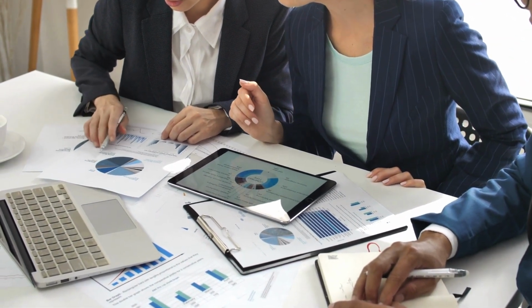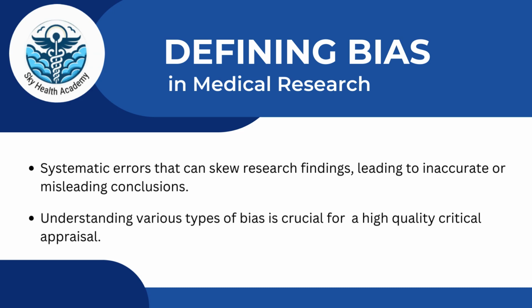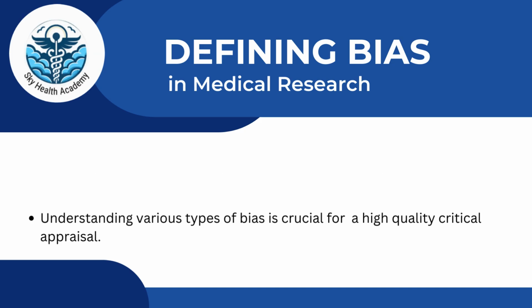Considering that bias can occur at any level in the research process, from study design to data collection to analysis and report, understanding different types of bias and how they influence research outcomes is very crucial for conducting high quality critical appraisal. So, let's start with this topic, the various types of bias, and one of the most common types is the selection bias.